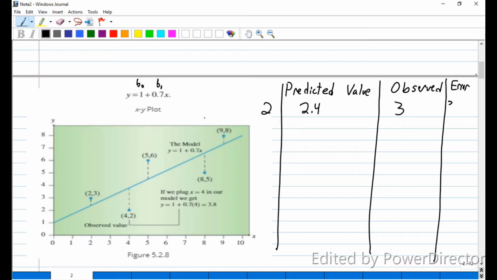So that would be 3 minus 2.4, or 0.6. All right, that's our error. I keep saying margin of error, but that's our error. Just call it error.